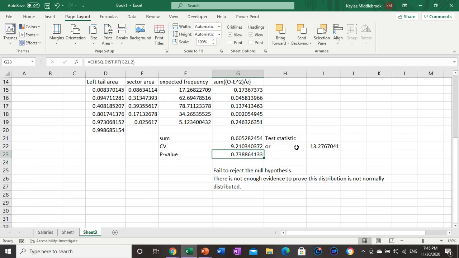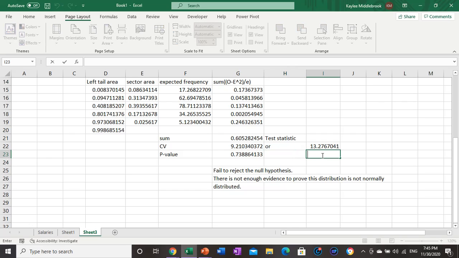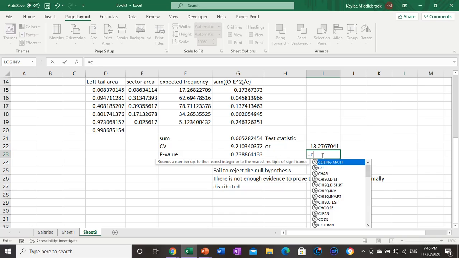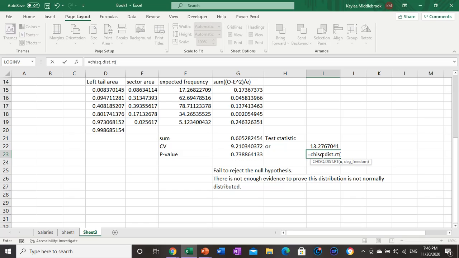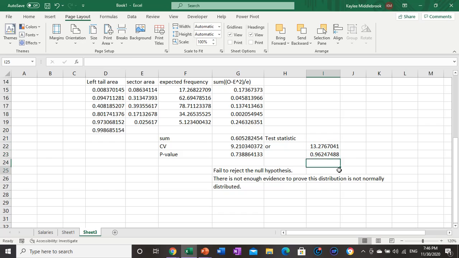Sorry. 0.73. There we go. That's our correct p-value if we're comparing it to this critical value. If we're comparing our p-value to the 13.1, it will be equal chi-square dot dist dot right tail. Then going to have our x, and then our degrees of freedom, which the book had listed as 4, and then that would be our p-value if you're comparing to the 13.27.